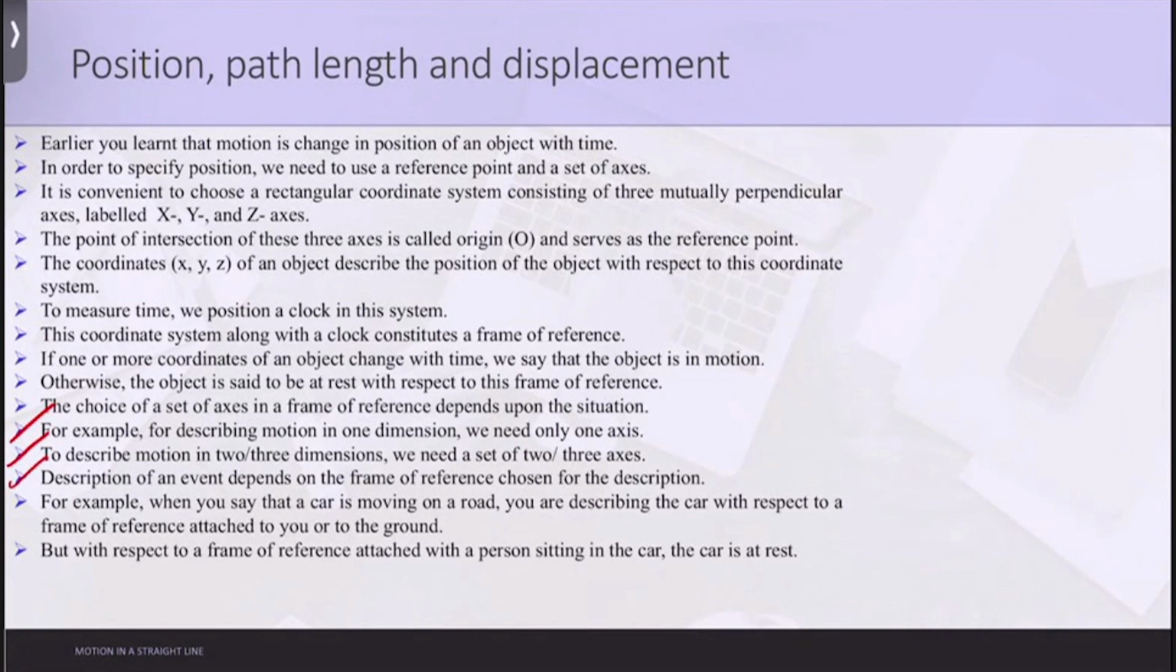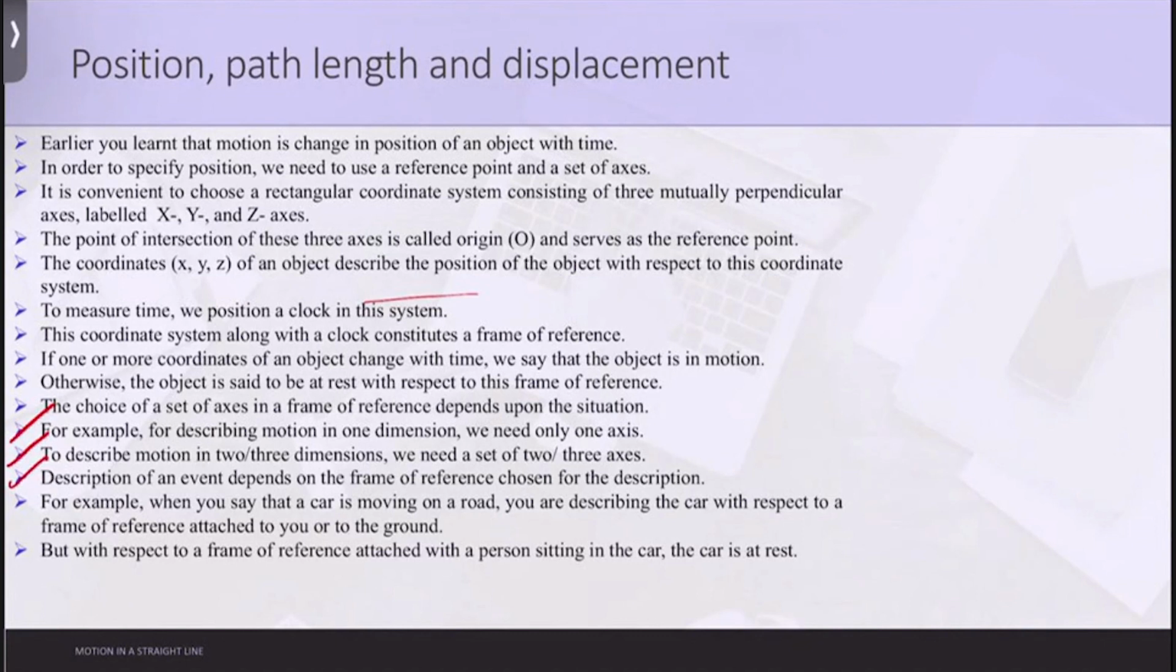For example, when you say that a car is moving on a road, you're describing the car with respect to a frame of reference attached to you or the ground. Let me just draw that concept here also. Let us say this is the car moving in this direction. Whatever you are seeing in this is nothing but, let us say, this is your man, or this is your road, right?